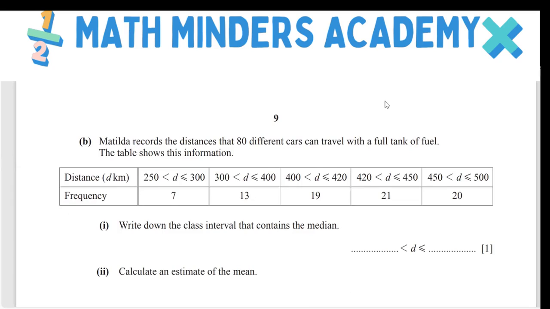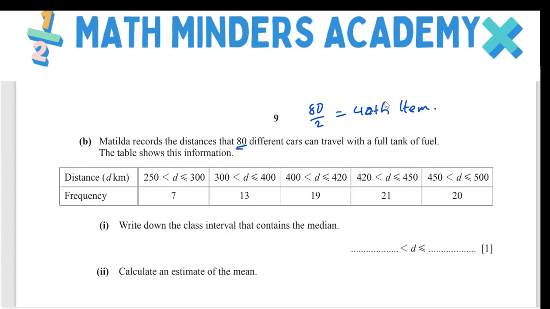Question 4B says, Matilda records the distances that 80 different cars can travel with a full tank of fuel. The table shows this information. Write down the class interval that contains the median. If you look at this, the median, remember there are 80. So the median will be around half of 80, which is the 40th item.